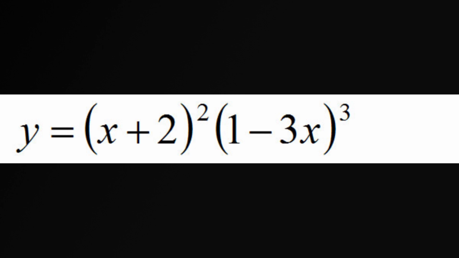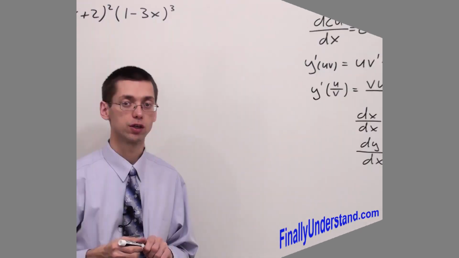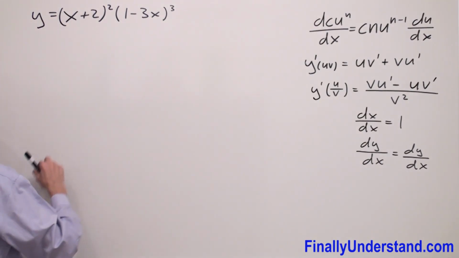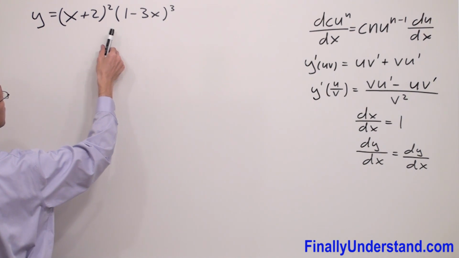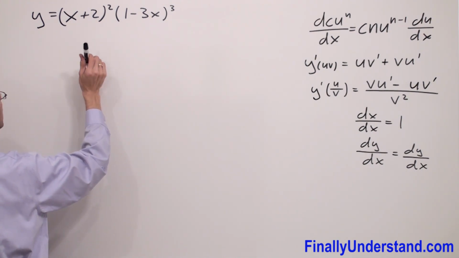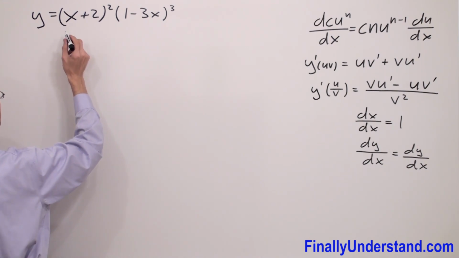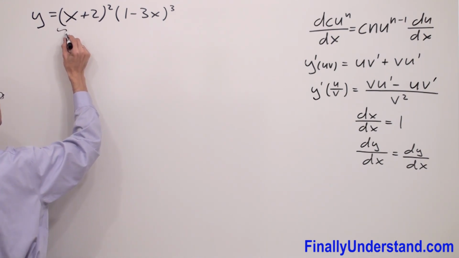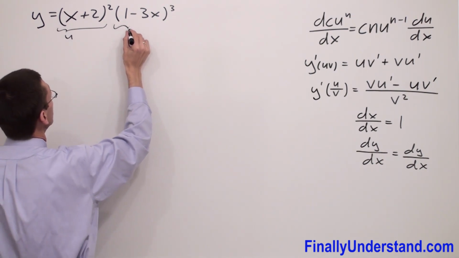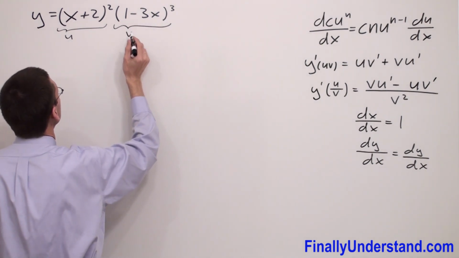Let's take a look at this example. Again, we're supposed to find the differential of y of the given function. This time we're going to deal with the product. Okay, we're supposed to find the derivative of a product. So we have to realize that this is going to be our u. Okay, this is going to be our v.